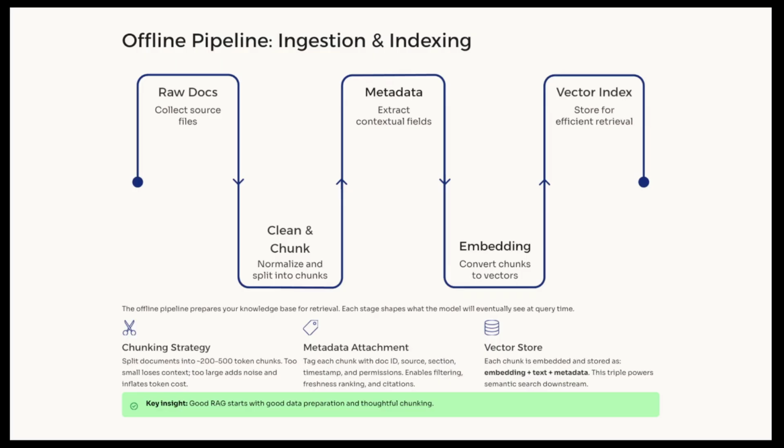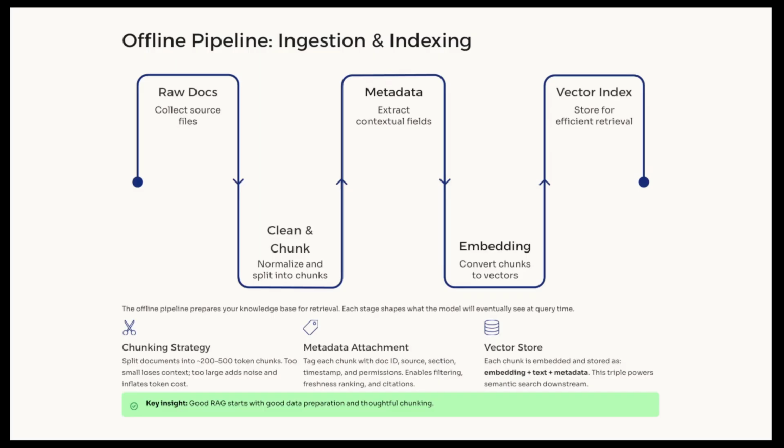A RAG system usually starts with an offline pipeline. The flow looks like this. Raw documents go through cleaning, then chunking, then metadata extraction, then embedding, then indexing into a vector database. The most important step here is chunking. Instead of storing one huge document, we split it into smaller chunks, usually a few hundred tokens each. Chunking matters because retrieval happens at the chunk level. If chunks are too small, they may lose context. If chunks are too large, they may add noise and increase token cost.